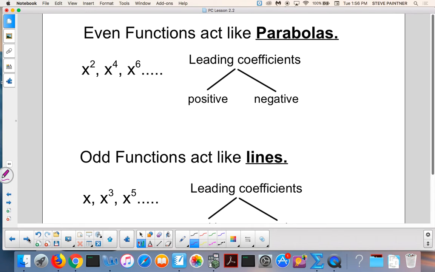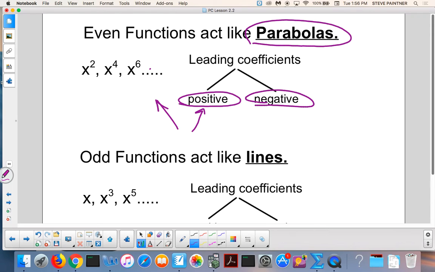Even functions act like what? Did you know that? Yes. Okay. 2, 4, 6, 8. If the leading coefficient is positive, it's going to be up on the left, up on the right. If your leading coefficient is negative, what? Down, down.